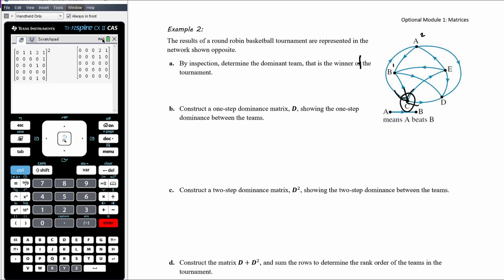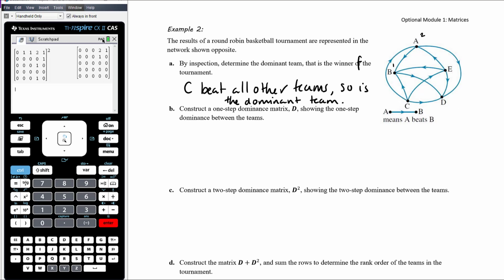team in the situation. So if C beat everyone, everyone else has to have at least lost to C. So there's no point in considering any further. So sorry, that should be an of. So C beat all other teams. So C is the dominant team. So we'll have a look at the process of checking that, and hopefully we see that we're correct.